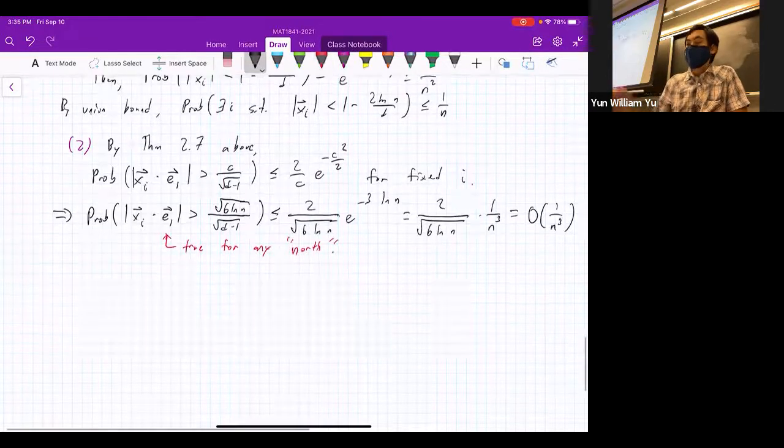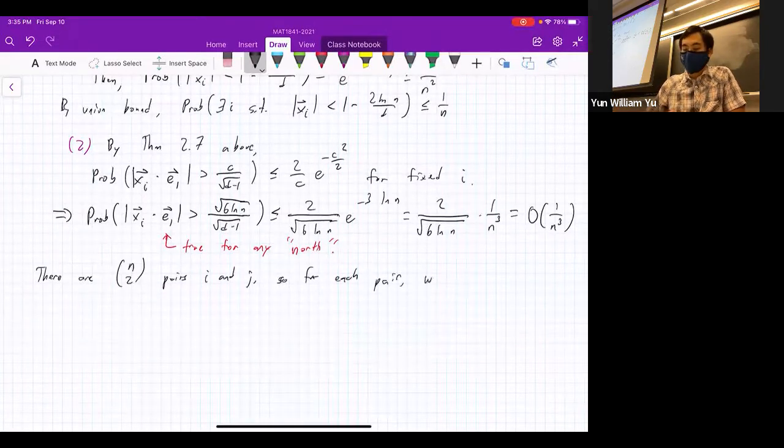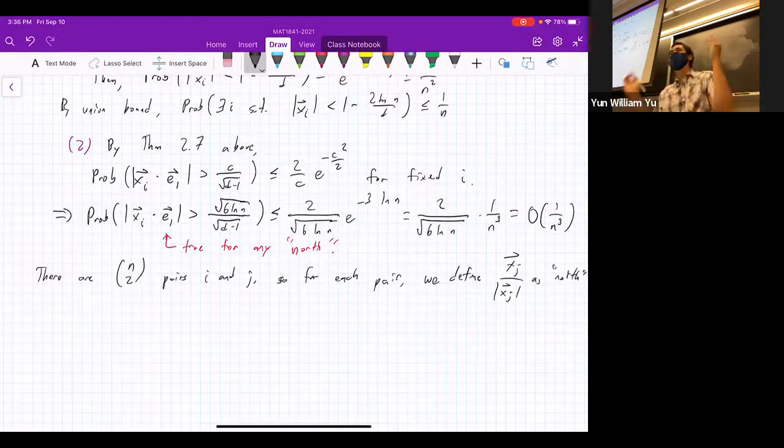And so note that when we look at all the different pairs of items, there are n choose 2 pairs, i and j. So for each of the pairs, we define, let's say, xj over the norm of xj as north pole. Okay, so we're normalizing it so it's unit norm, but it doesn't really matter so much. You're basically saying, well, just pick one of the 2 directions as north pole, and then the other direction is going to be near the equator, given that particular north pole.